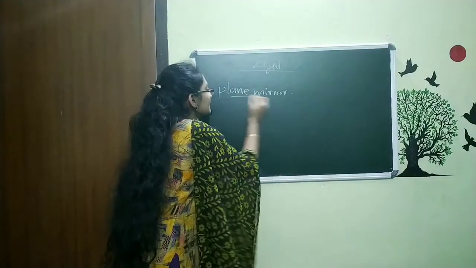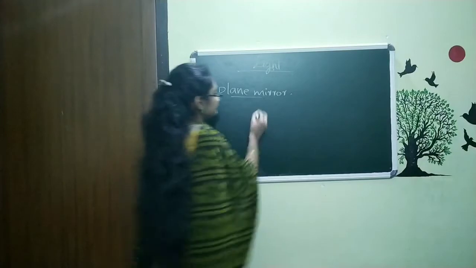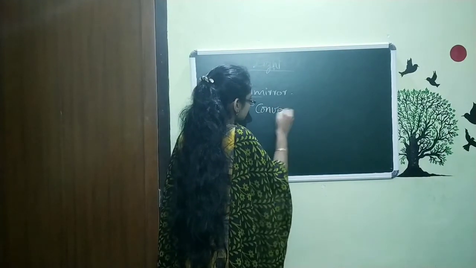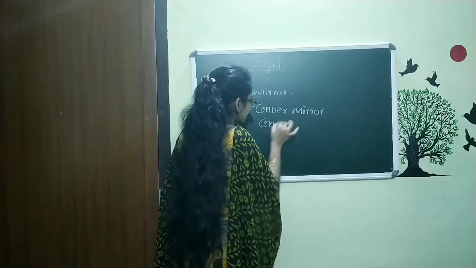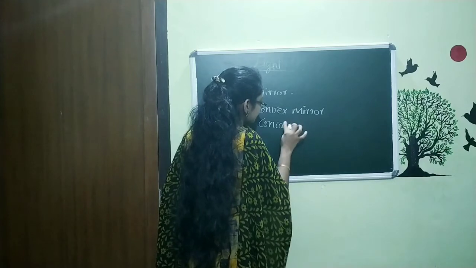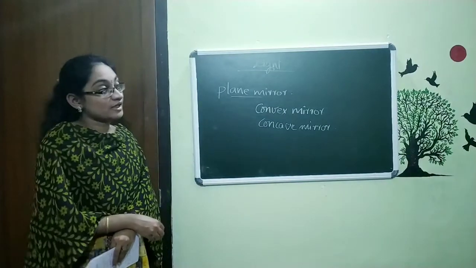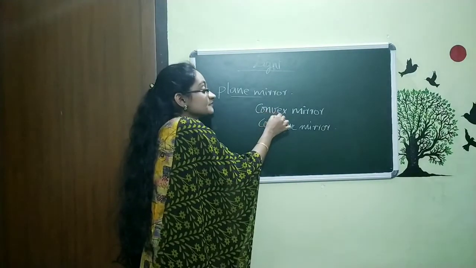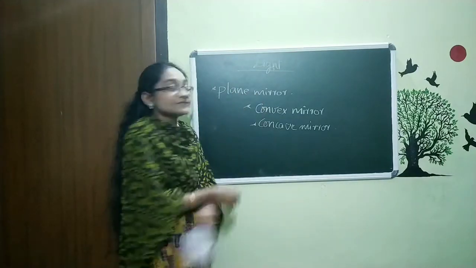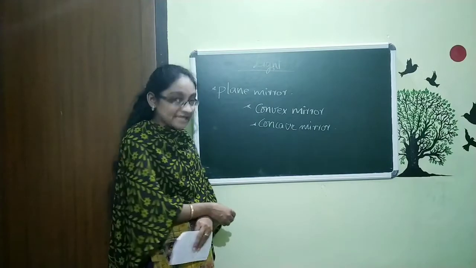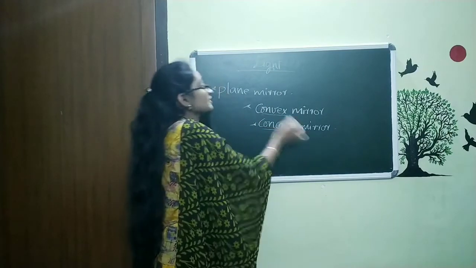This plane mirror is one type. Other types are convex mirror and concave mirror. These are the two other types of mirrors, convex mirror and concave mirror, and this is the plane mirror.